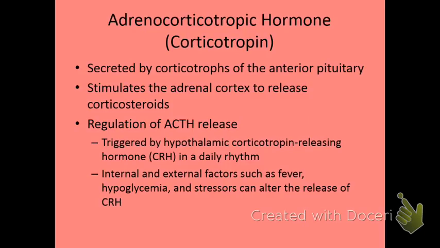Adrenocorticotropic hormones, or corticotropins. These are secreted by corticotropins of the anterior pituitary. They stimulate the adrenal cortex to release corticosteroids. Now these are important because corticosteroids are involved with the sugar imbalances of the system. They trigger the release of hormone in daily rhythms, and internal and external factors such as fever, hypoglycemia, and stressors can alter the effects of this.